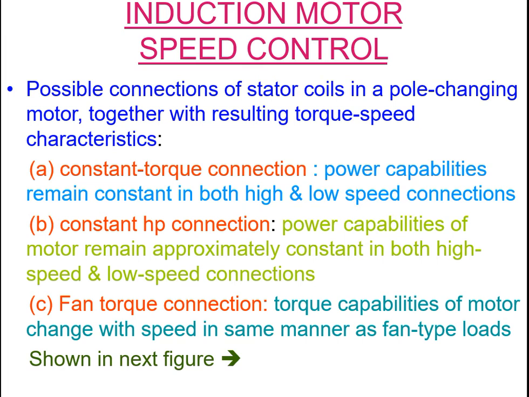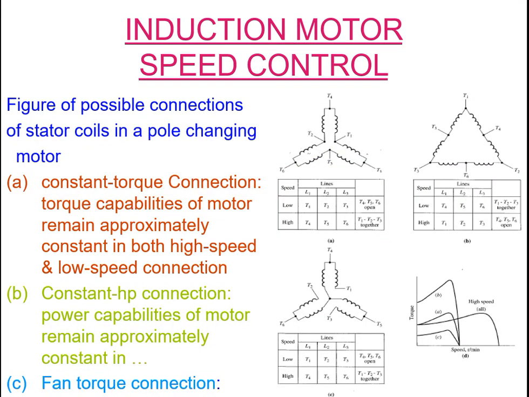Okay, and similarly, in the constant power connection, the power capability of the motor remains approximately constant in both the high speed and low speed connections. Okay, for the fan torque connection, the torque capability of the motor depends upon the speed and is proportional to the square of the speed. So these are the possible connections of stator coils in a pole changing motor.